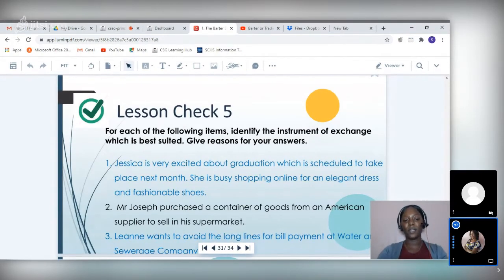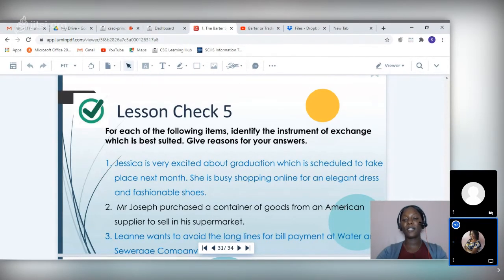So the first one: Jessica is very excited about graduation, which is scheduled to take place next month. She's busy shopping online for an elegant dress and fashionable shoes. What instrument of exchange can she use here? E-commerce. E-commerce, yes. And she can also use her credit card to make payments. All right.